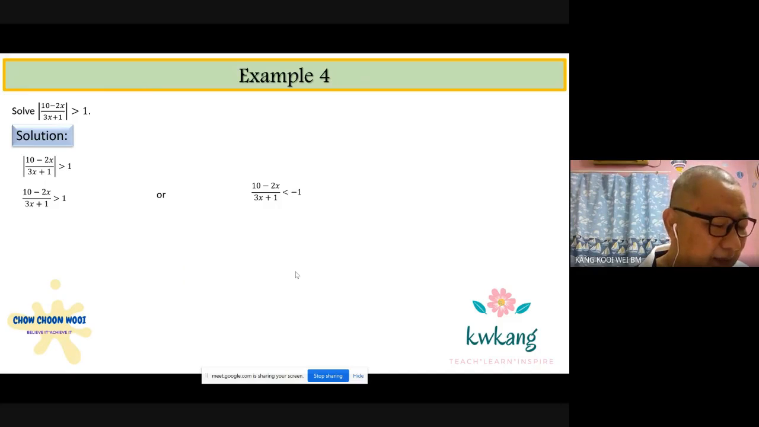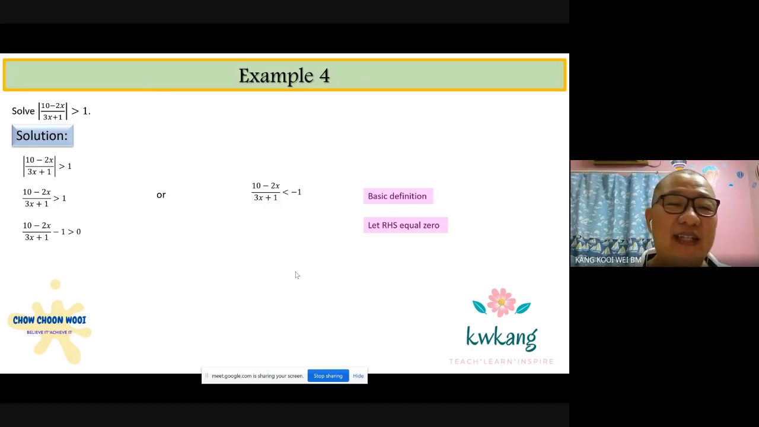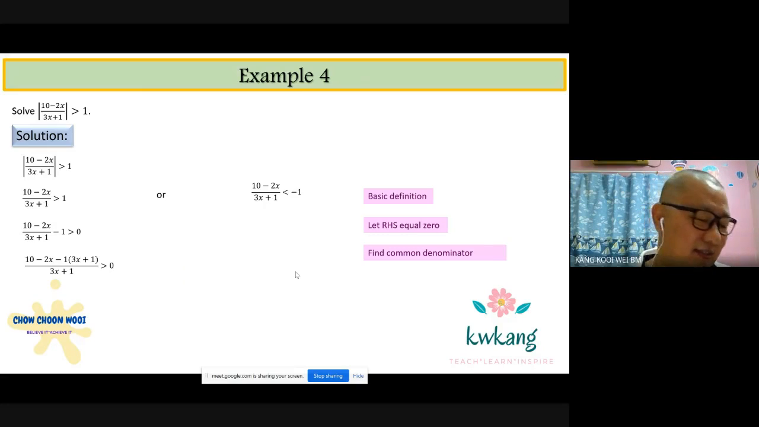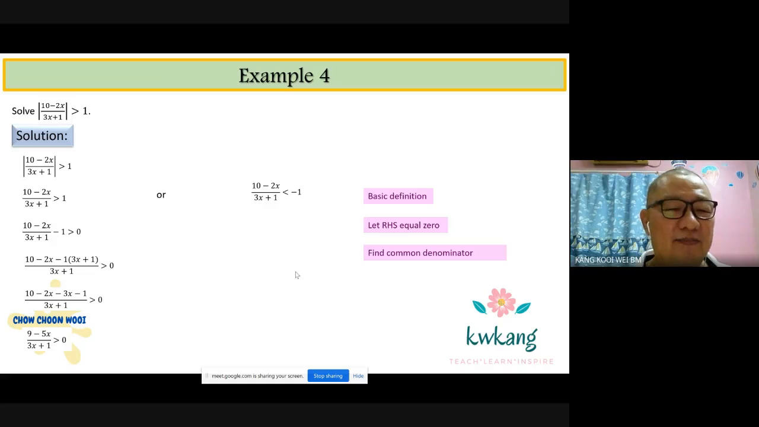Cepat sangat dia nak samakan denominator. Bawa kanan bagi kosong dulu. Kanan mesti kosong dulu. Okay. Then kosong. Kemudian, try to get the common denominator. Or we say rationalize the denominator. Then we simplify it. Okay, kanan bagi jadi kosong. Okay, dapat tak? Dapat? Sampai setakat ni boleh? Boleh ke tak? Dapat eh?